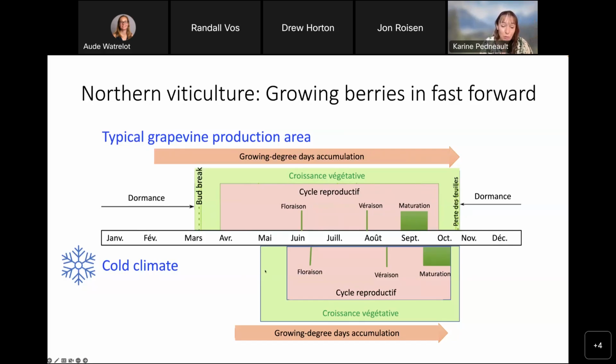If you look at what we have in cold climate, it's breaking bud around May and June, and then super quick flowering, veraison, maturation, and then we harvest around end of September and beginning of October. So very much before first fall frost. And this happens only if you don't also get rain that will make your berries split or anything like that. So you can see that it's going much faster than what we have in typical production areas.